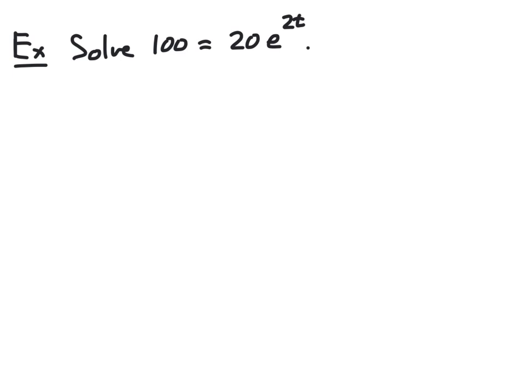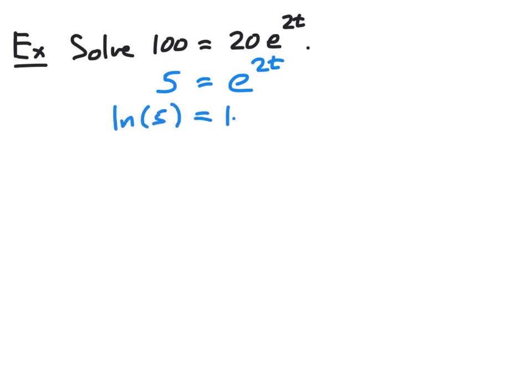For another example, let's solve the equation 100 equals 20 e to the 2t. In order to solve this, we first need to get an exponential alone on each side. And on the right side right now, we have an exponential e to the 2t multiplied by 20. So the first thing that we're going to do here is divide both sides of this equation by 20. When we do that, on the left, we get 5, which is 100 divided by 20. And on the right, we get e to the 2t. The 20 will cancel. At this point, we can take the natural log of both sides.